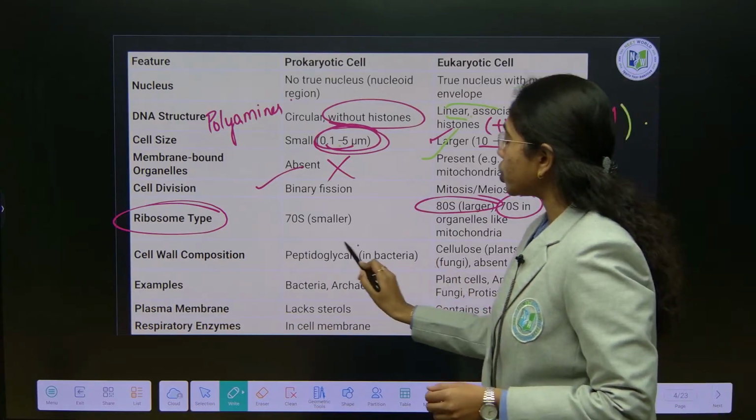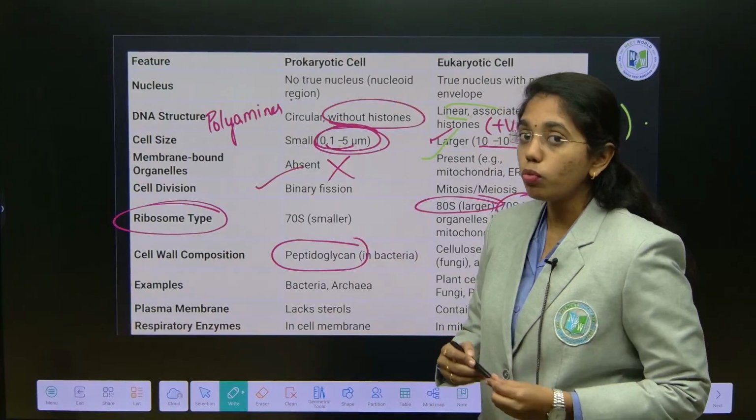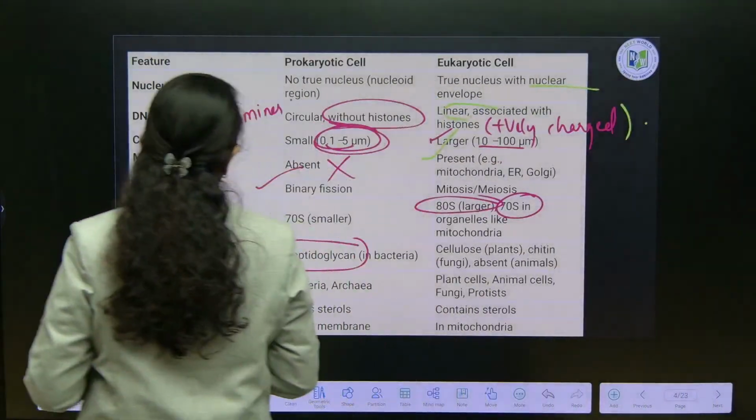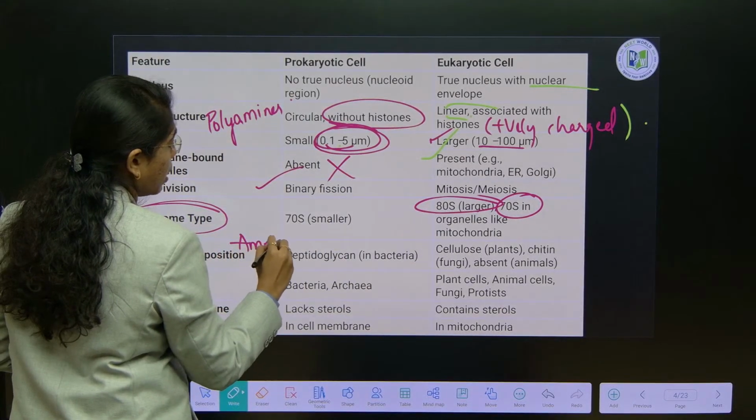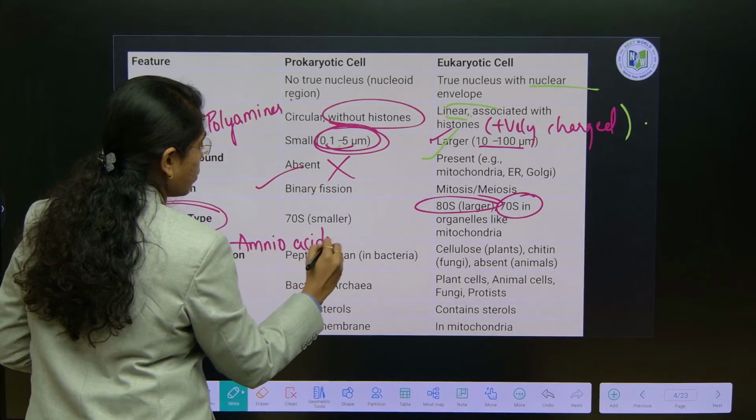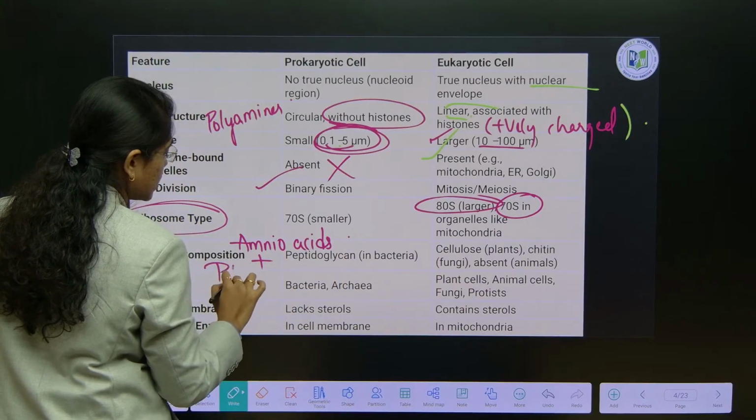Cell wall composition, in bacteria it is peptidoglycan, which is composed of amino acids and polysaccharides.